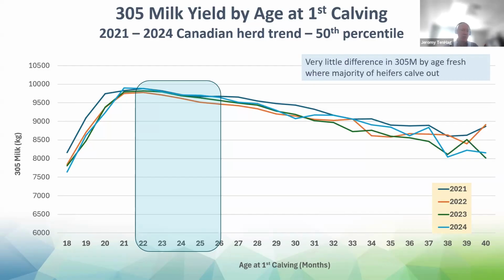The other thing to note, just as a quick point before we move on, is look at the 18-month age at first calving group. Granted, there's not a lot of animals there, but it's pretty consistent across all 4 years what happens when heifers are calving out at that age, right? So I think there's also a comment to be made that heifers can be too young as well.